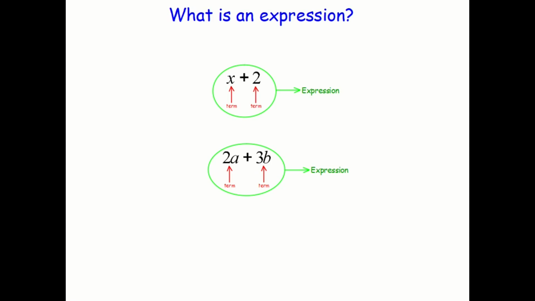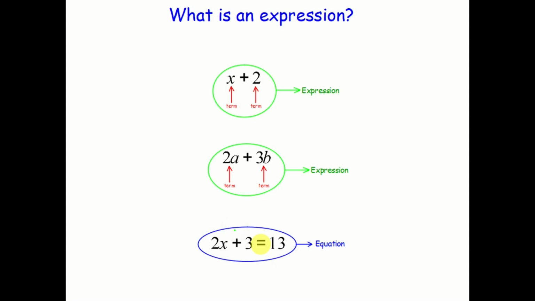Contrast this with what you will see as you progress through this topic of algebra, which is what an equation is. An equation is something that contains an equals sign. You can see here that these expressions do not contain any equals signs. So that is basically what distinguishes an expression from an equation. An equation must contain an equal sign, but an expression does not.